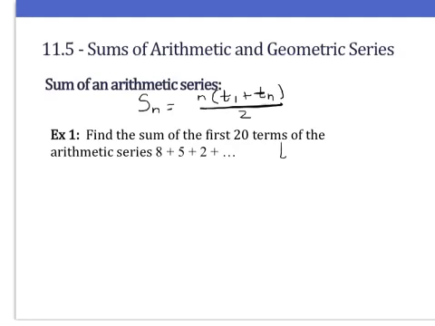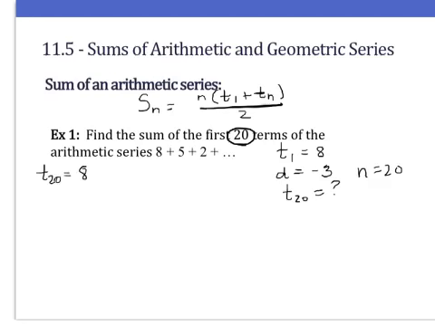So let's look at example 1. My first term is 8. My difference is -3, and that matters because I don't know my last term, and I need to know my last term. And n is 20. This was given right there. So let's begin with finding the last term.